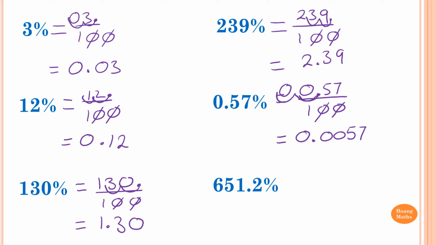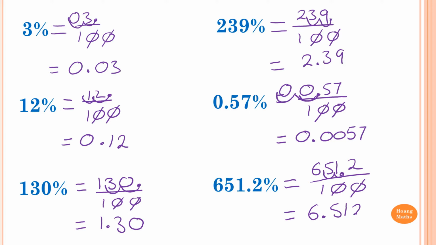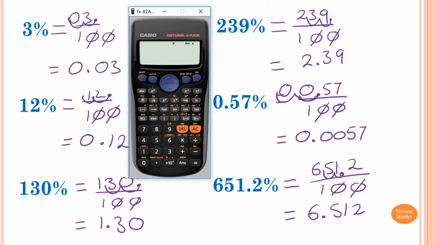651.2%, it means, first of all, write fractions first. It means 651.2 per 100. Now to write in decimal, what we do, we move the decimal point to the left 1 unit, we cancel this 0, move another one, cancel this 0. So that means 6.512.